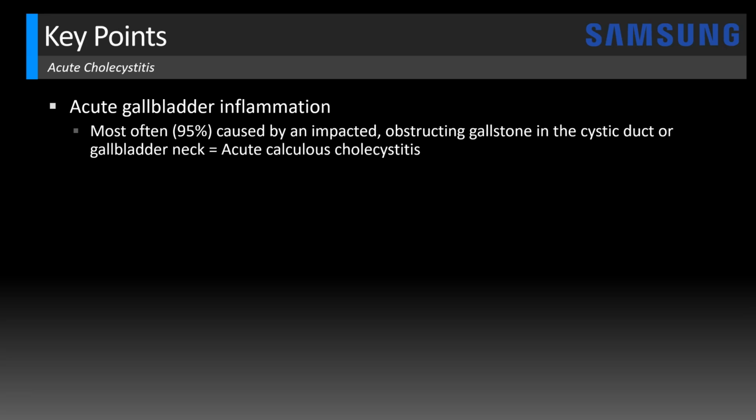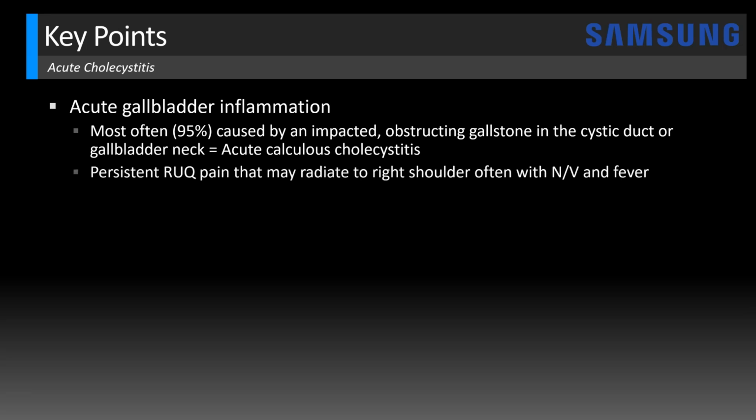Acute acalculous cholecystitis can also occur, but that's much less common and typically in very sick patients, those in the intensive care unit. These patients will often present with persistent right upper quadrant pain that may radiate to the right shoulder, often with nausea and vomiting and fever.